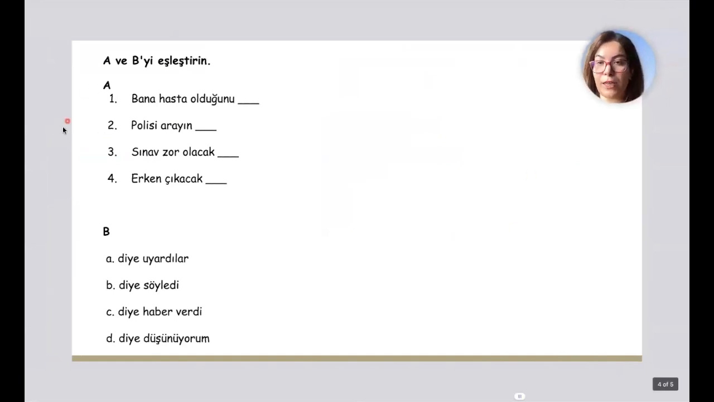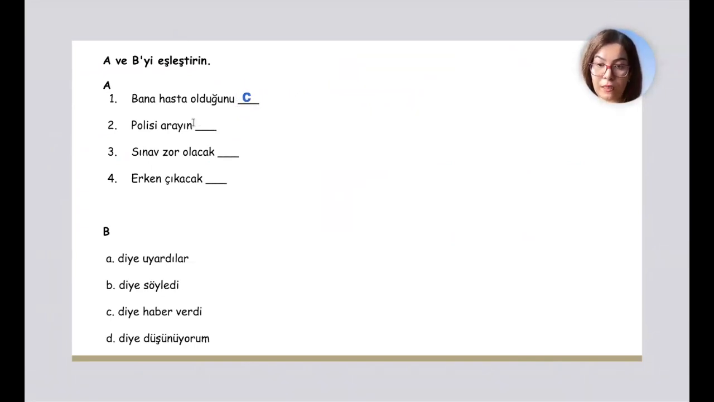Now let us match these sentences. Bana hasta olduğunu diye uyardılar, diye söyledi, diye haber verdi, diye düşünüyorum. C, ha? Hasta olduğunu diye haber verdi. He gave me the news that you were ill.